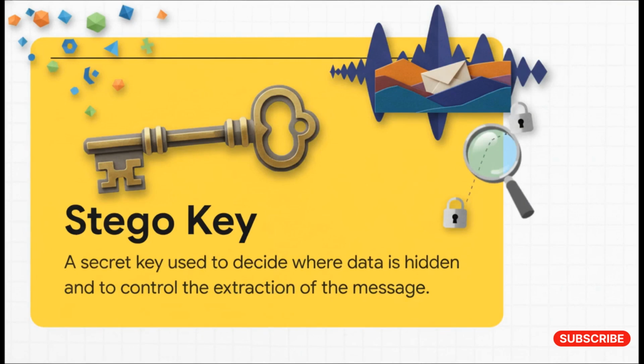Now, this next part is absolutely crucial, the Stego Key. This isn't just a simple password. It's more like a secret set of instructions. It tells the steganography software exactly how and where to weave your secret message into that cover file. And without this specific key, finding and pulling out that message is pretty much impossible, even if someone gets suspicious.